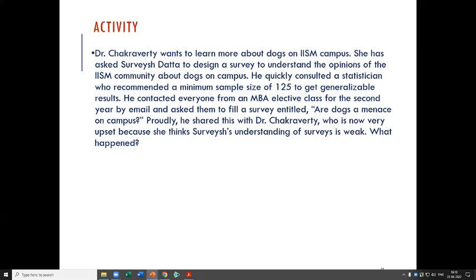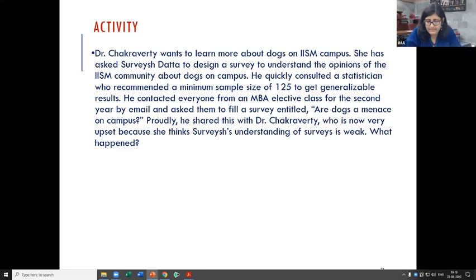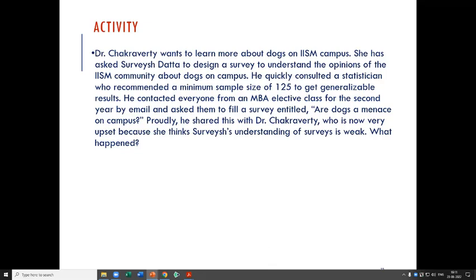Ma'am, the purpose of the study was not explained. Why they were called, they never explained that. In the first, yeah, the title itself is biased. So that itself shows the purpose, that I want to know about dogs. Right? Keep thinking about what else is wrong.